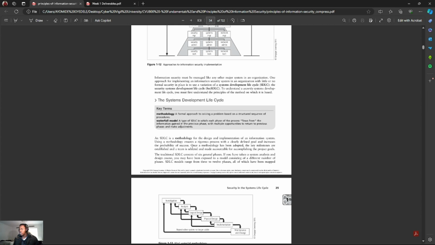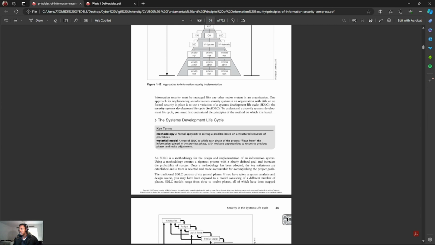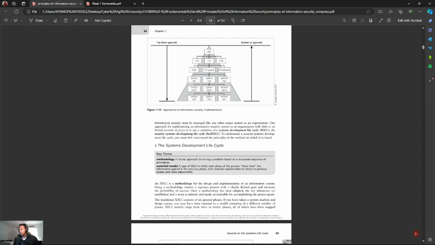So there's also what is known as the SDLC. The SDLC is basically the systems development lifecycle, right? And this is a methodology, which is a formal approach to solving a problem that is based on a structured sequence of procedures. So that means information must be managed like any other major system in an organization, and we approach this with this life cycle, with this methodology.